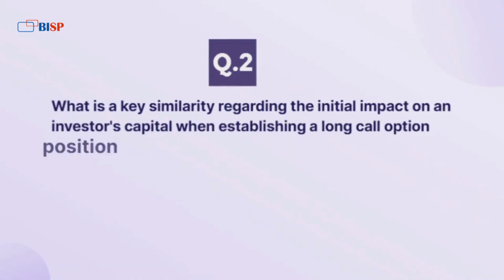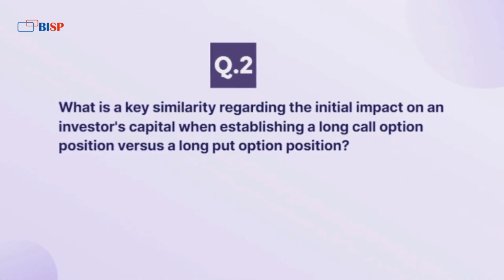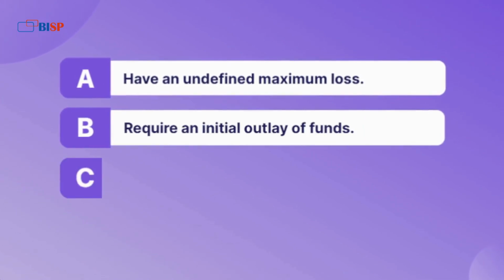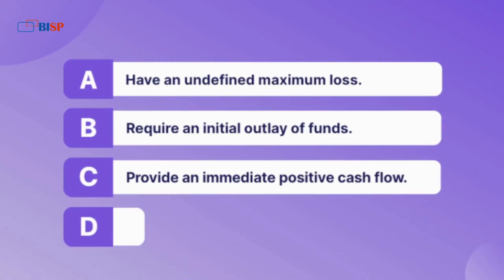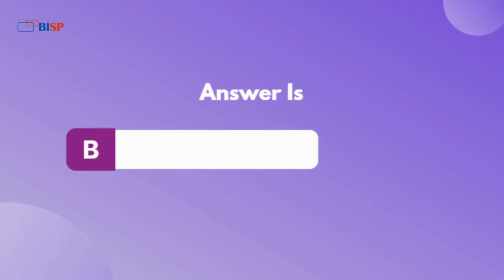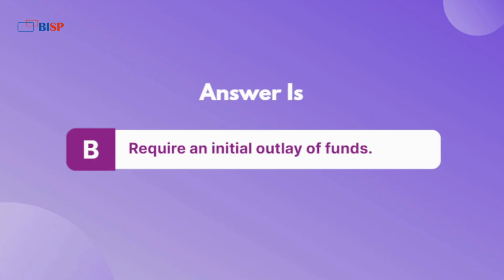What is a key similarity regarding the initial impact on an investor's capital when establishing a long call option position versus a long put option position? A. Have an undefined maximum loss. B. Require an initial outlay of funds. C. Provide an immediate positive cash flow. D. Not applicable. Answer is B. Require an initial outlay of funds.